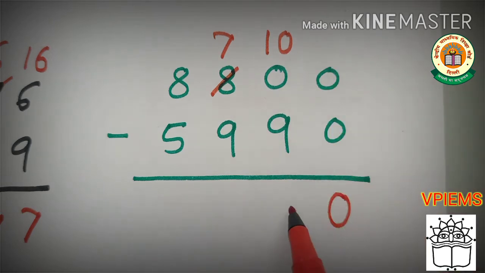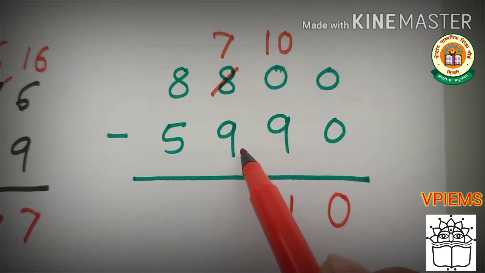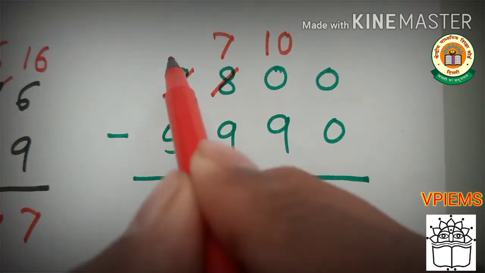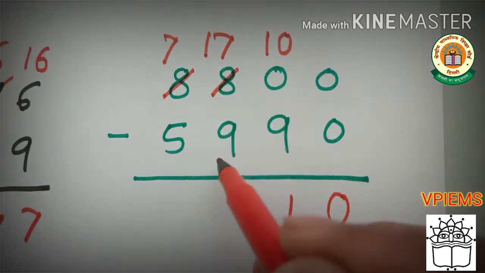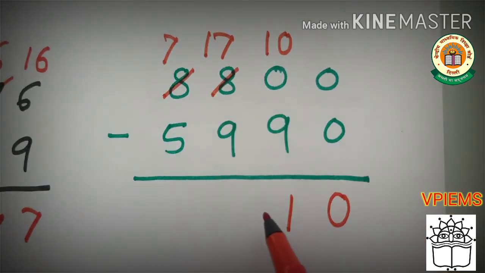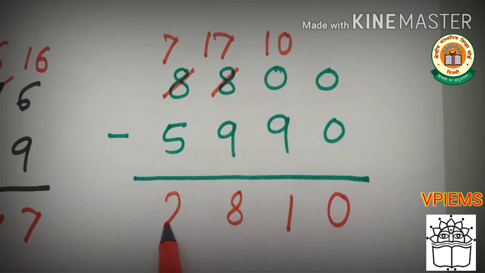So 10 minus 9, there will remain a 1. Now here is a 7, which is also less than 9. So here again we are taking a borrow. Here will remain a 7 and the borrow as a 10. So 17 minus 9, there will be obviously 8. Here is a 7 and here is a 5. So 7 minus 5, the answer is 2. So our answer is 2810.